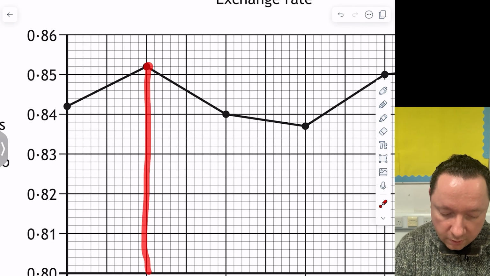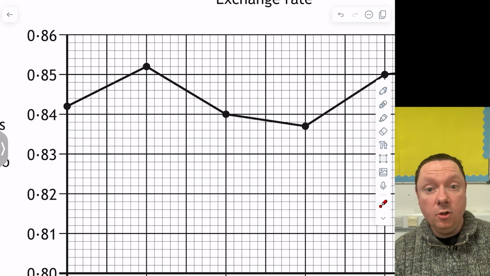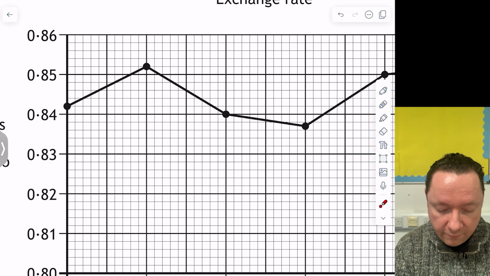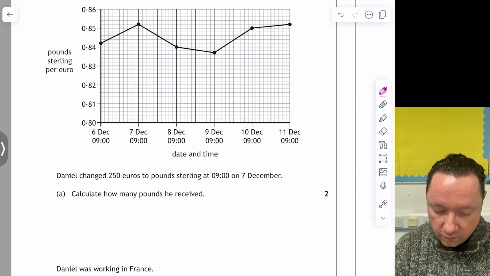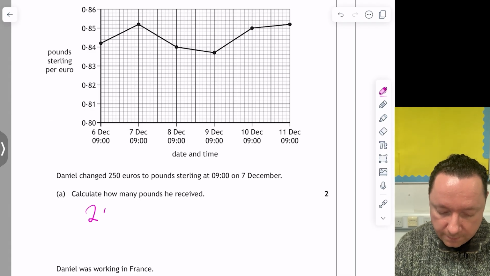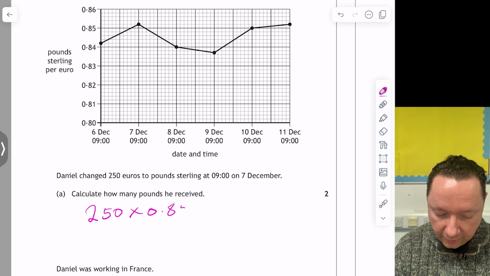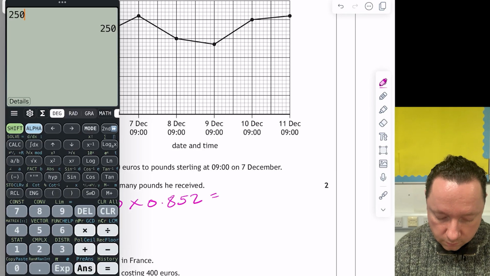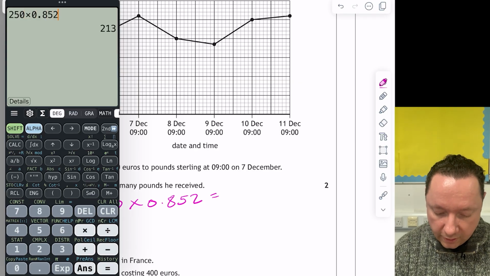Go up to here. So on 0.85, and then it goes to 0.86. So it's going up in twos because there's 5 divisions. So it's 0.852 at that point. So that means that we've got 250 times 0.852. That is £213.